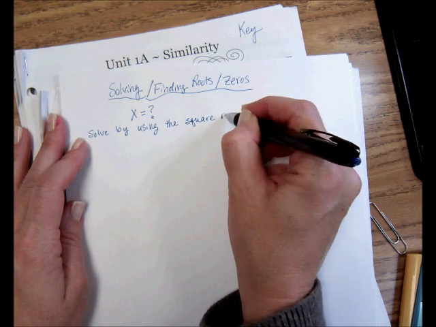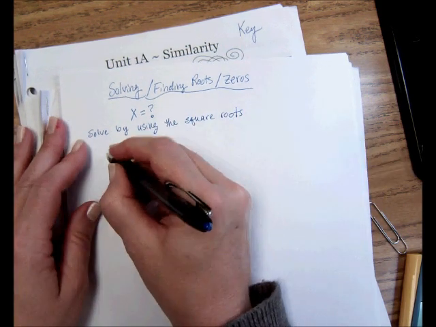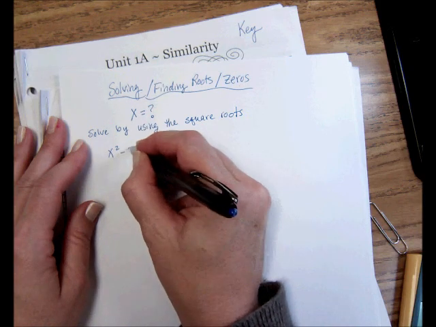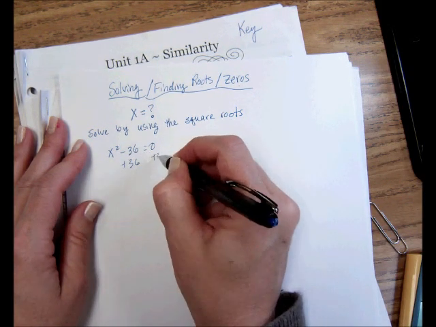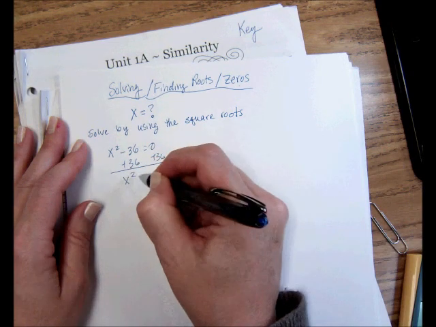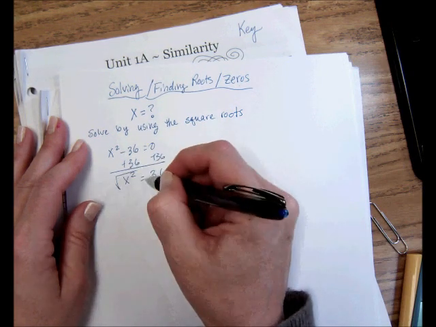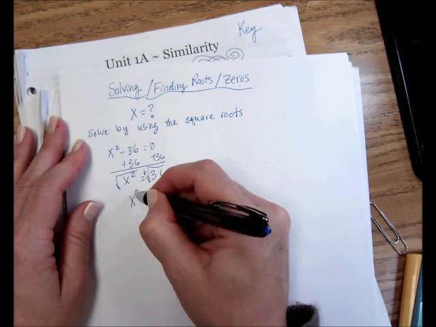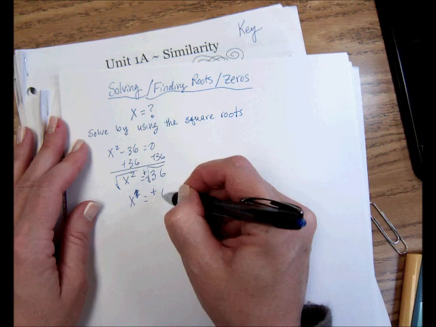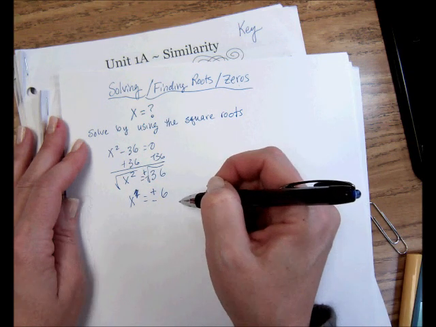Okay, and there are two types of ways that we looked at. The first one was, if I had x squared minus 36 is equal to 0, I could add 36 to both sides, and so x squared is equal to positive 36, and then I take the square root of both sides. And so x can either equal positive 6 or negative 6.